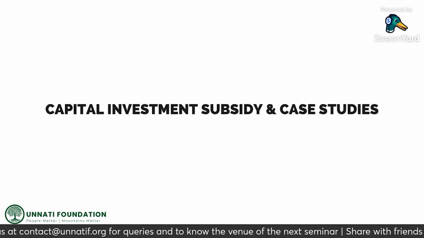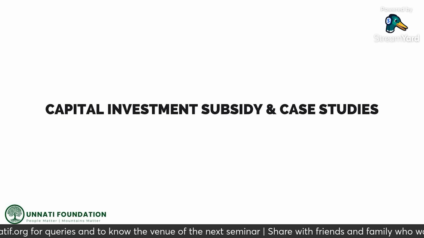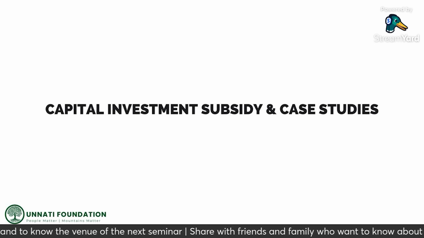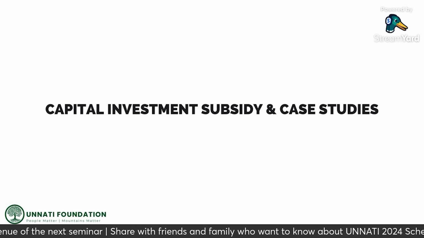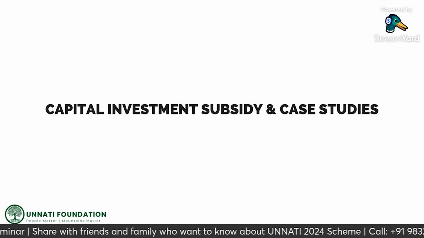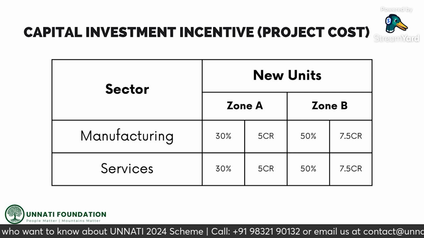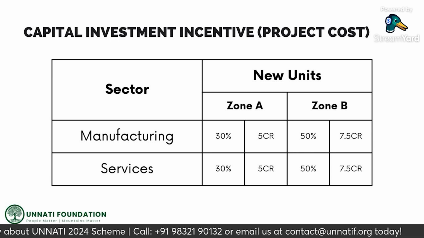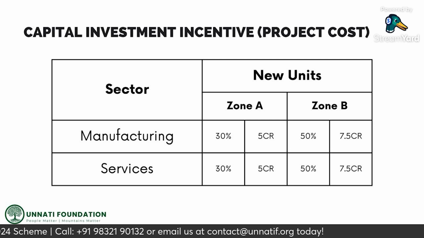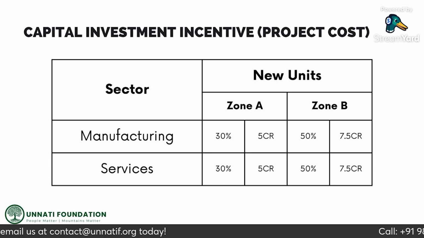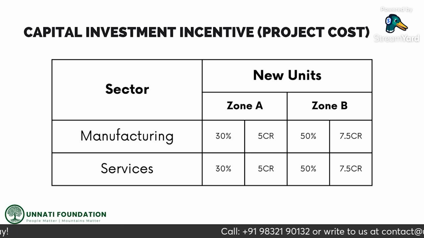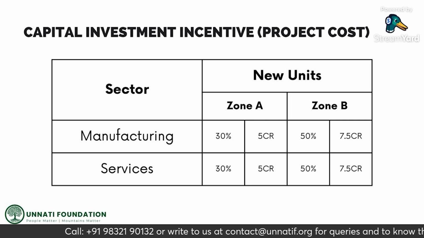Let us look at the first incentive, the capital investment subsidy, and some case studies regarding this incentive. If you are a manufacturing or services sector unit, you get 30% of project cost up to 5 crore in Zone A and 50% of project cost up to 7.5 crore in Zone B. Let us understand this with a few examples.